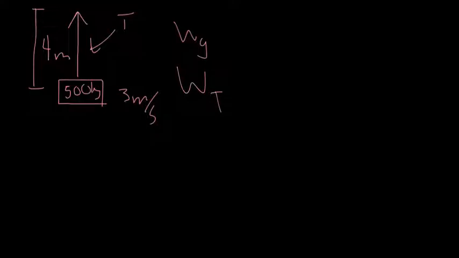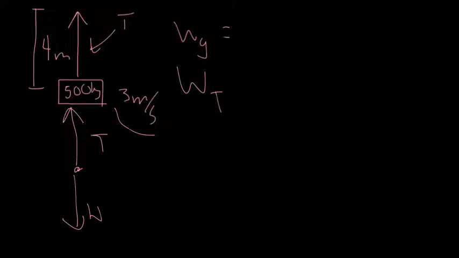Let's draw even a free body diagram. So we have the weight, and we have the tension pulling up, and these are balanced. The reason we know they're balanced is because we said it was moving at a constant speed. So then the work done by gravity would be equal to the force of gravity times the displacement times the cosine of the angle between them.